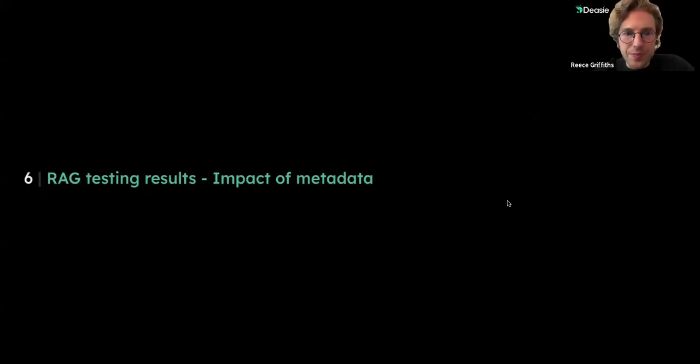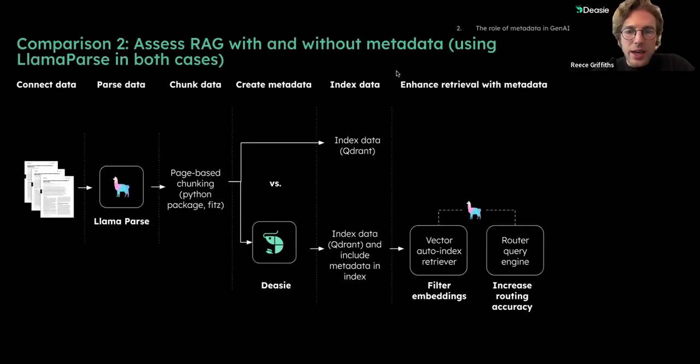Cool. Awesome. So then we'll look at the role of metadata in the RAG accuracy results as well. Here, as mentioned, we're comparing two scenarios, and now we're using LlamaParse in both cases. The first is without any metadata. The second is the bottom workflow here: creating metadata, adding that into the vector index, the VexDB, and then using both the vector auto index retriever and the router query engine to leverage that metadata for RAG.